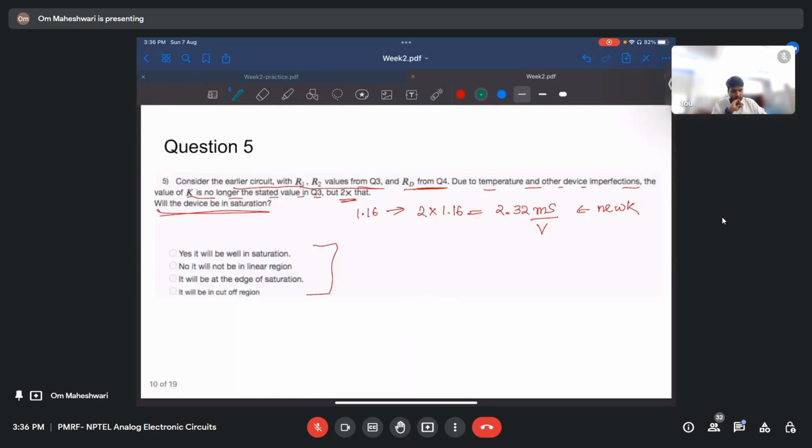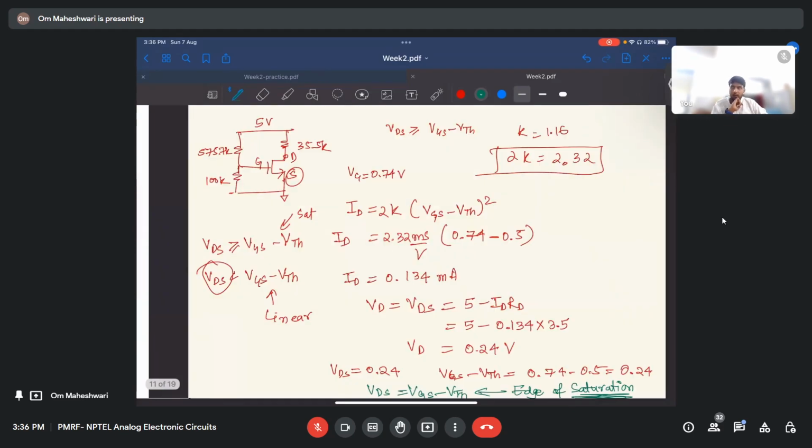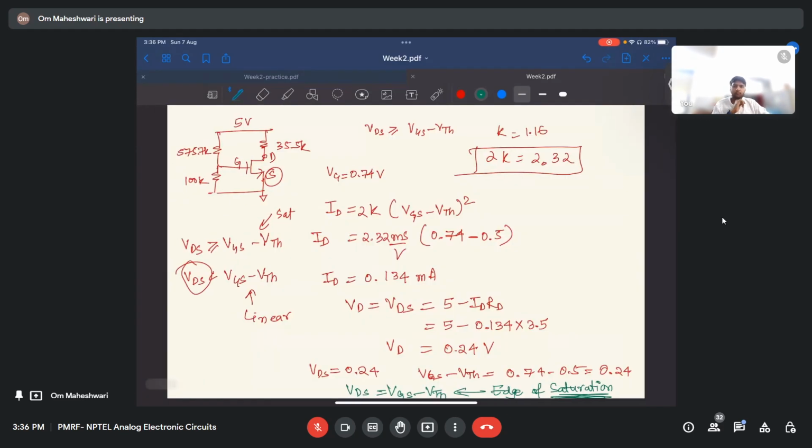Right. So the answer is it will be at the edge of saturation. Any doubts in this question? No doubt. I just wanted to add, if we add a load resistor across D, then can we use the same current equation, ID equal to K into VGS minus VT the whole square?